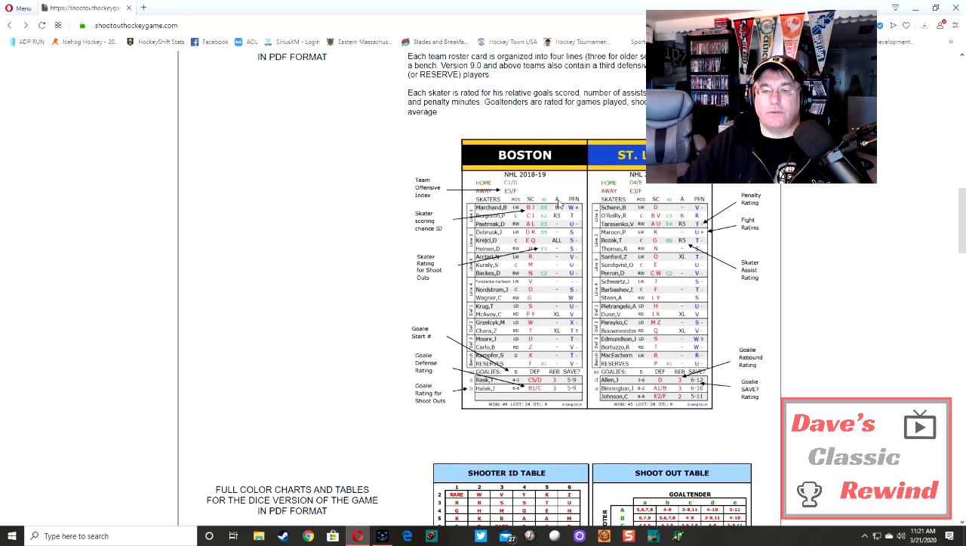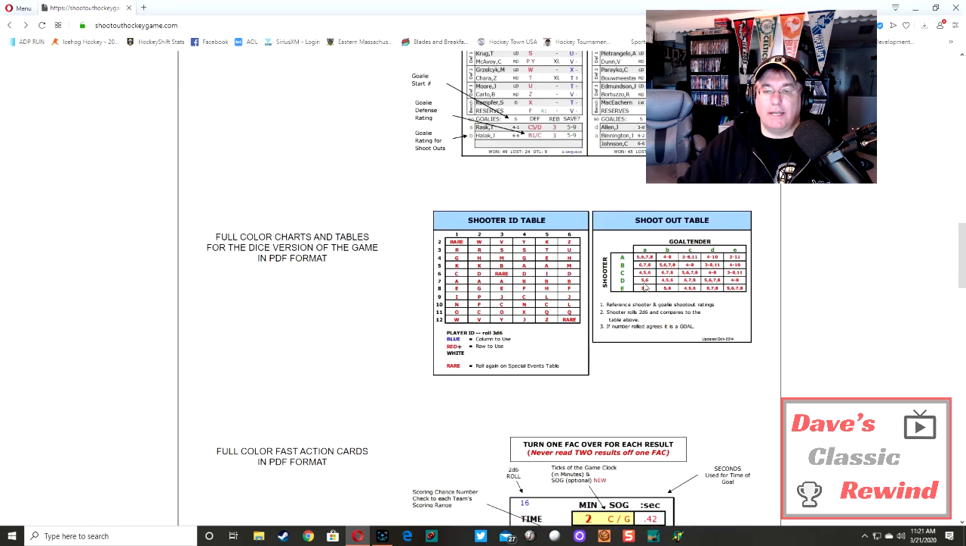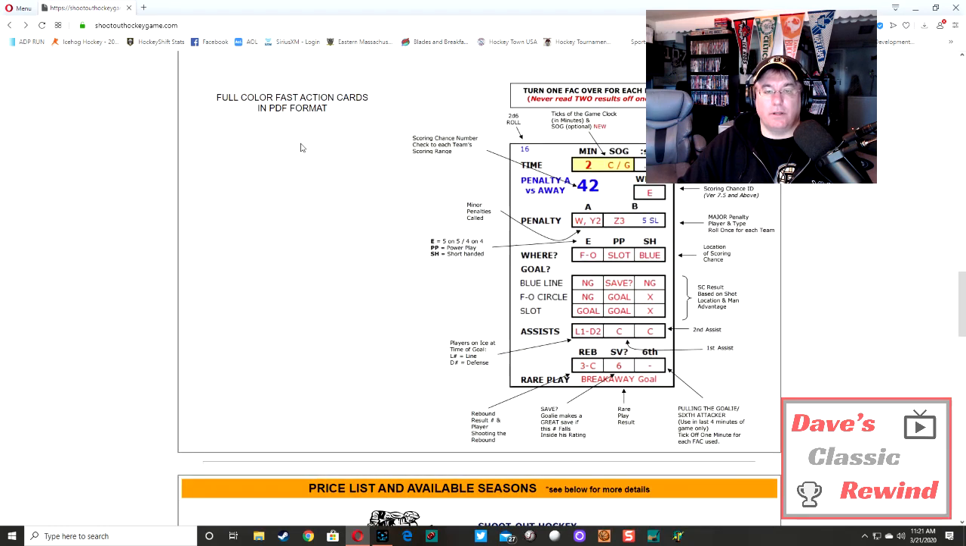Let me see here. Assists, if there's any special assists, sometimes Krejci would get an assist on every goal by his line because it says all, and we saw how he rolled a 6 sometimes for the assist. And these are the penalties, so this is where you would check for penalties. You have your shooter ID tables if you're playing just dice, and that explains it there.